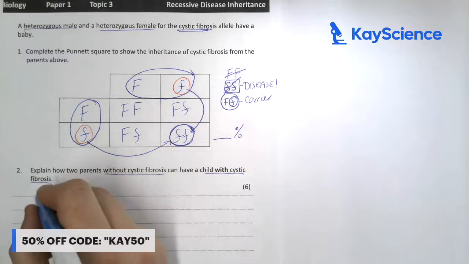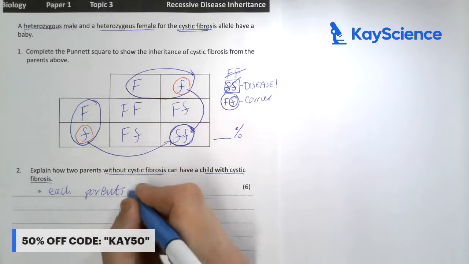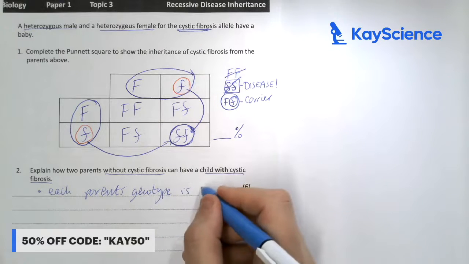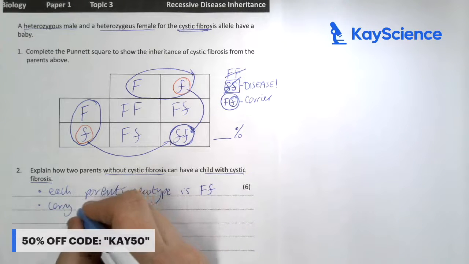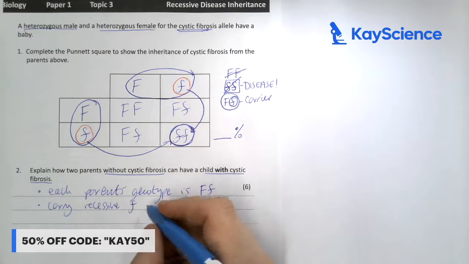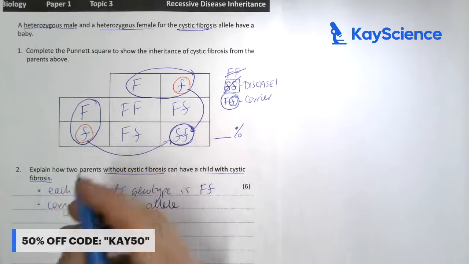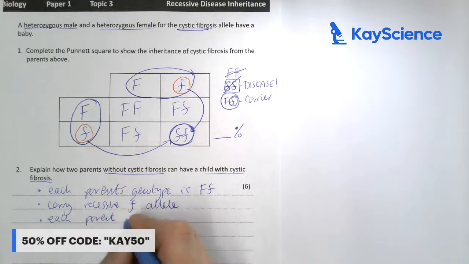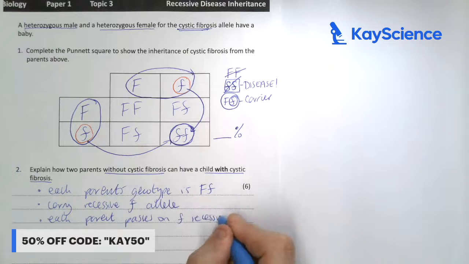So the genotype of each parent is big F, little f. They carry the recessive small f allele. So each parent passes on the recessive allele. Each parent passes on the small f recessive allele.